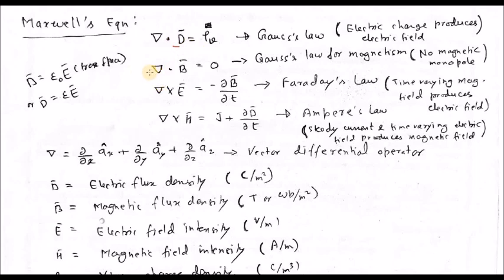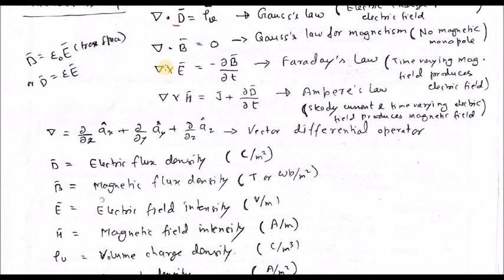So it says electric charge produces electric field. Next Maxwell equation is del dot B is 0. This is Gauss law for magnetism, and it says no magnetic monopole can exist, or whenever you have a magnet, it has north pole and south pole associated with it. You can never have only a north pole or south pole. Even if you break a magnet, you will have two magnets with north pole and south pole. So this is the second Maxwell equation.